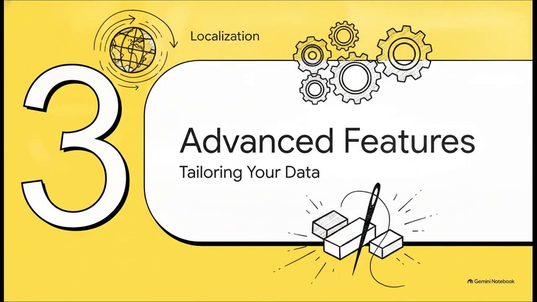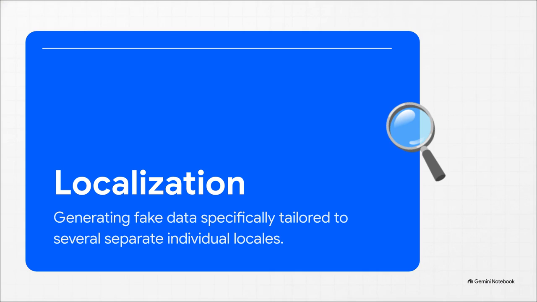Section 3, advanced features and localization, tailoring your data. Beyond those basic method calls, Faker has some seriously powerful capabilities, starting with localization. If you pass a locale code, like en_IN for India, into your Faker instance, it alters the generation engine entirely. Instead of defaulting to American conventions, it generates data reflecting Indian naming structures, phone numbers, and address formats. This is absolutely crucial for testing international applications.